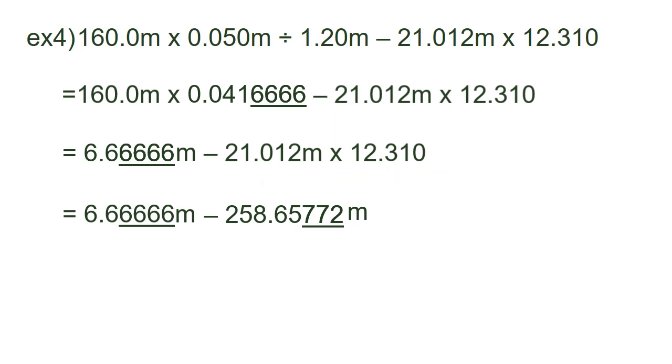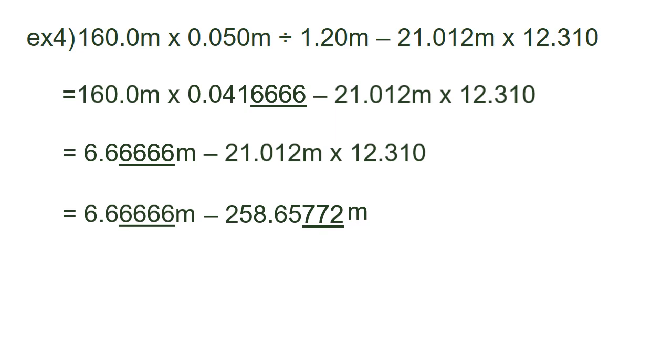Now I'm going to have to subtract. And a good indication that I have done things correctly is the fact that I'm subtracting two numbers that have units that are identical. If I get to an addition or subtraction step and I don't have identical units, I know I've made a mistake somewhere. The only time I can add or subtract is if my units are identical.